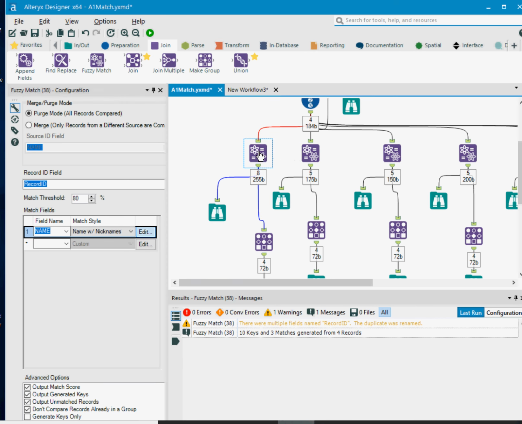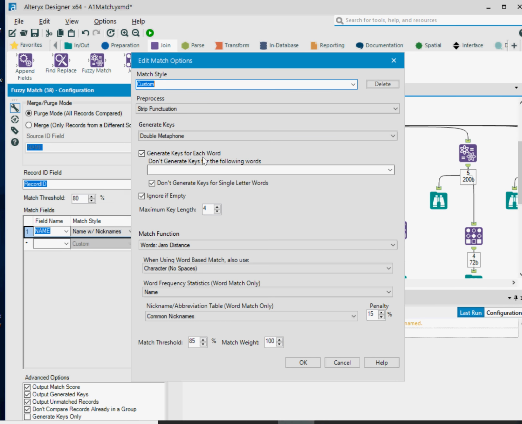Taking a look at our first example, we're using the default name, inputting the name. It's also important to note that we're telling it to generate a key for each word. So we're going to create a symbol not for Bill Flanagan, but for Bill and for Flanagan, two separate keys. That's nice because it creates a bucket for Flanagans, and in the Flanagan bucket there will be a Bill and a William. Given that bucket exists, we can use the match function and the nicknames to associate that match.